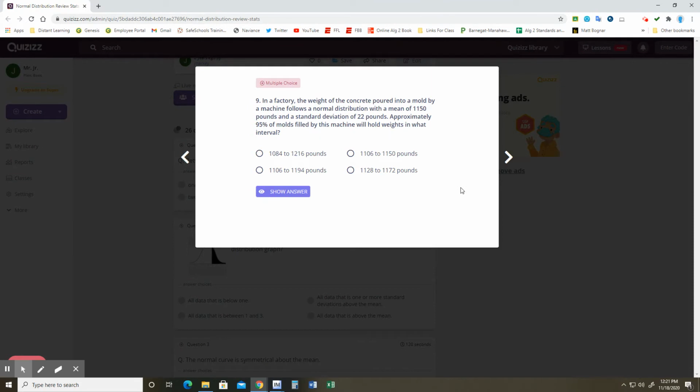Number 9. In a factory, the weight of concrete poured into a mold by a machine follows a normal distribution with a mean of 1150 and a standard deviation of 22. Approximately 95% of molds filled by the machine will hold weights in what interval?